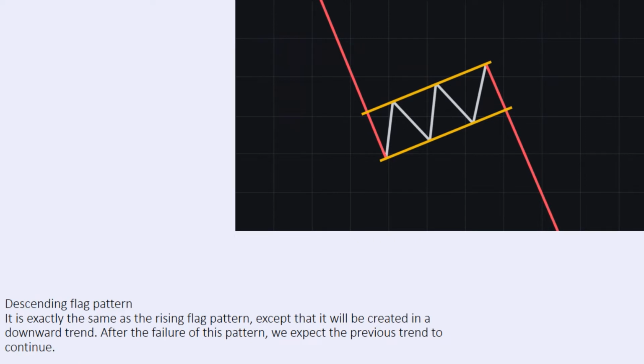Descending flag pattern. It is exactly the same as the rising flag pattern, except that it will be created in a downward trend. After the failure of this pattern, we expect the previous trend to continue.